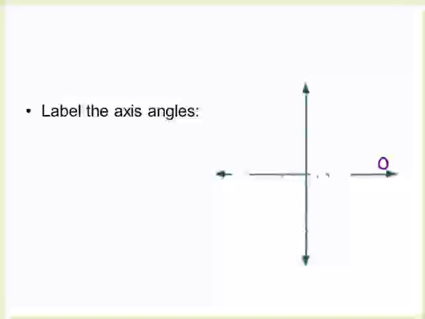And then each quadrant is 90 degrees. So we can count up around: 90 straight up, 180 would be halfway around, another 90, 270 would put us at the bottom, and if we go all the way around, 360 would make a full circle.